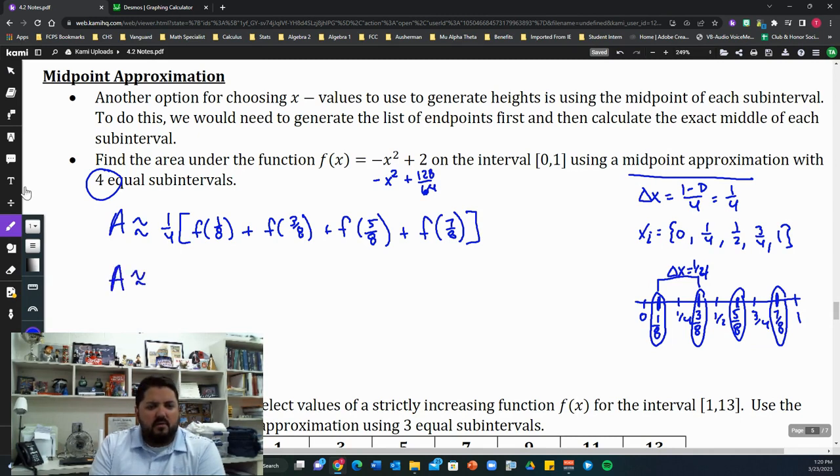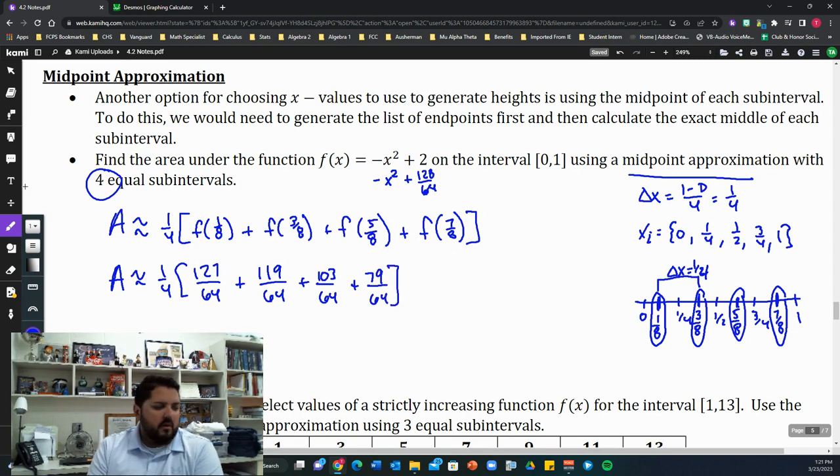All right, so now this would be 1/4 times 1/8 squared is 1/64, subtract that from 128. So I'd have 127 64ths, plus 3/8 squared is 9, so negative 9 over 64. That would leave me with 119 64ths. 5 squared is 25, so that would leave me with 103 over 64, and then 7 squared is 49, so that would leave me with 79 over 64.